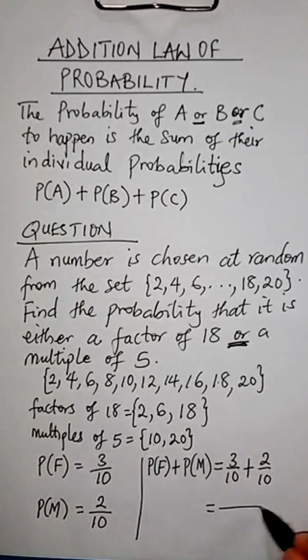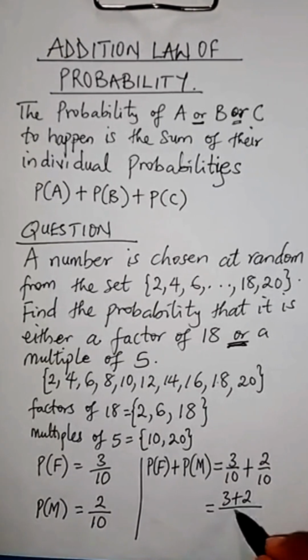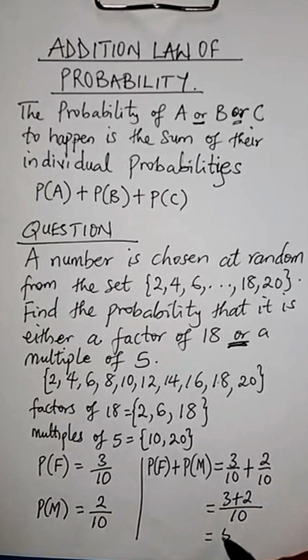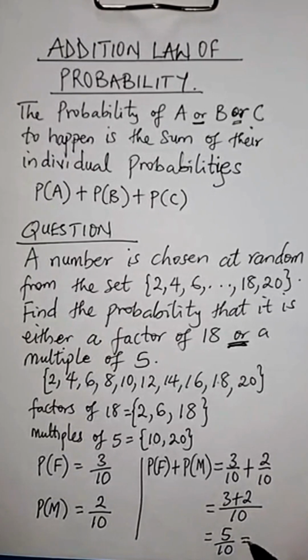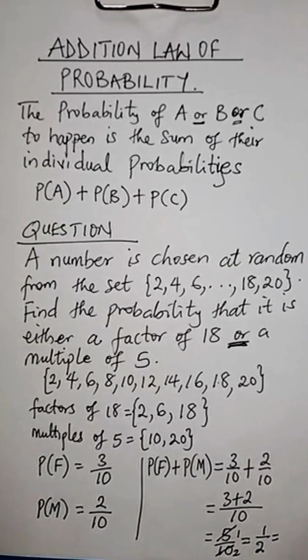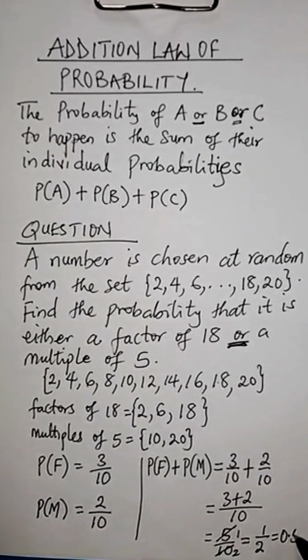If you solve this, it's going to be 3 plus 2 out of 10, which is 5 out of 10. And if you divide, it's 1 out of 2. If you want to leave your answer in fraction, or decimal fraction rather, so either you leave your answer as 1 over 2 or you express it as a decimal, 0.5. That's the solution to the question.